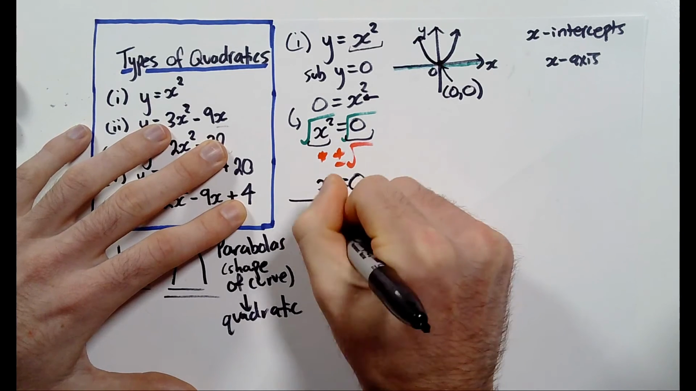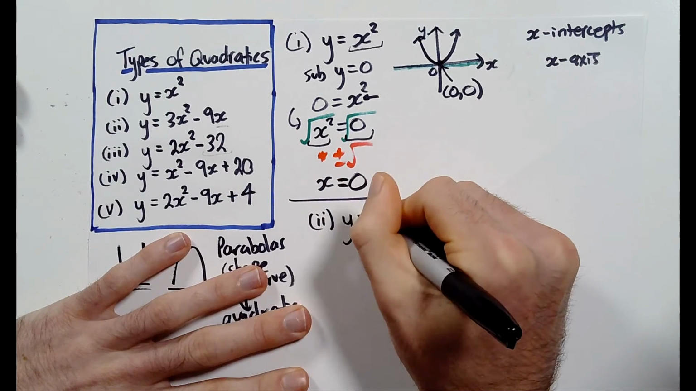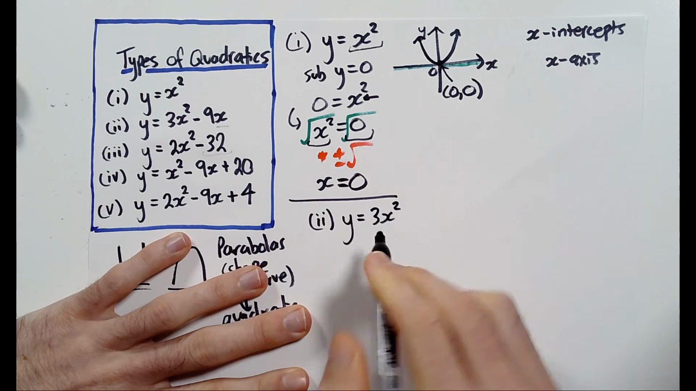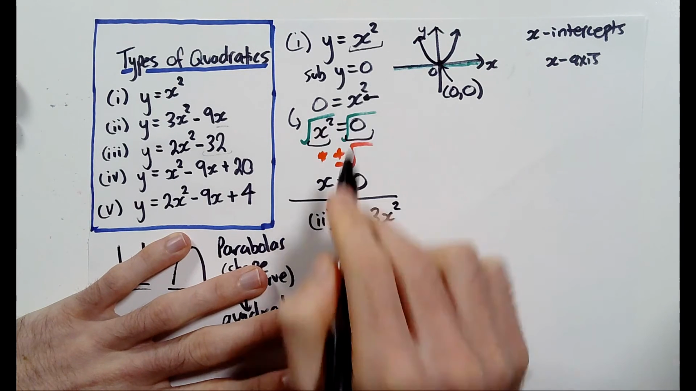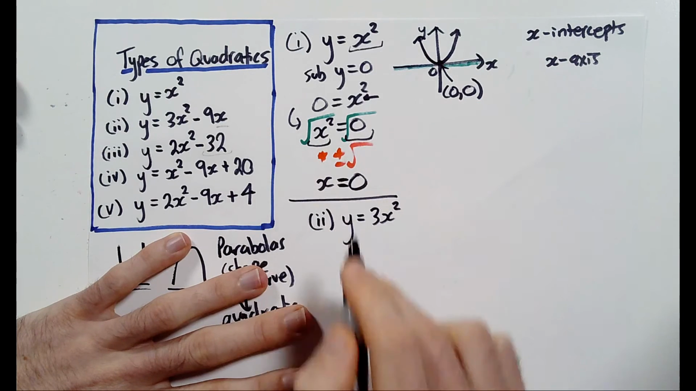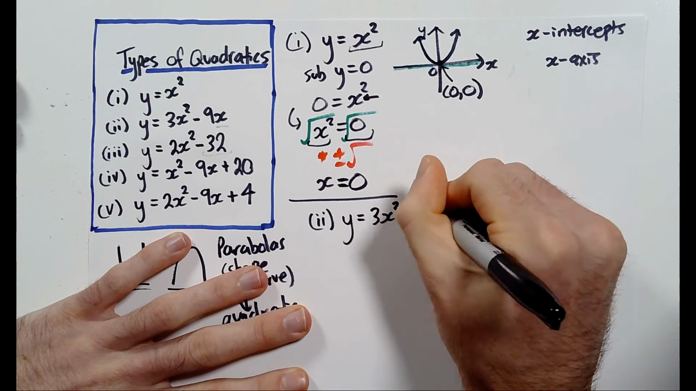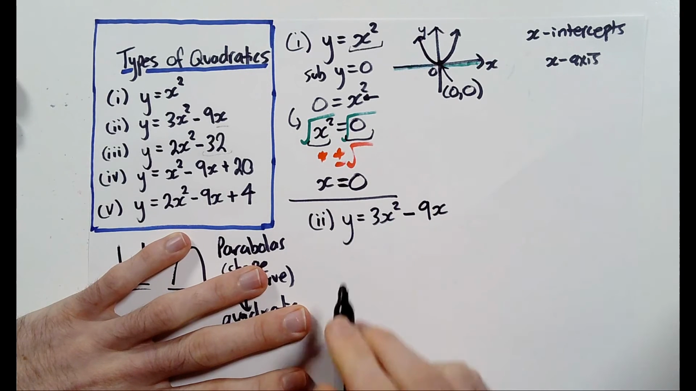What about this situation where you have more than just an x² term? Even if I just had 3x², you follow the exact same process I just did there. You would just divide off by 3 at some point, but that would still be the same case. What about when I add minus 9x? Now I've got 2 terms to deal with.